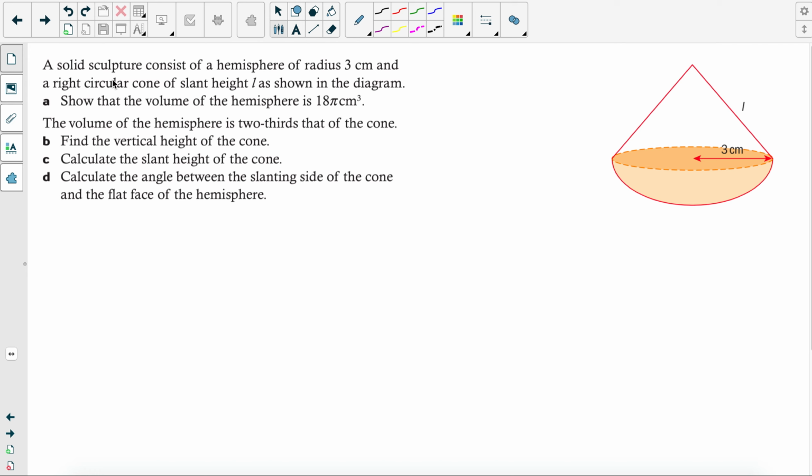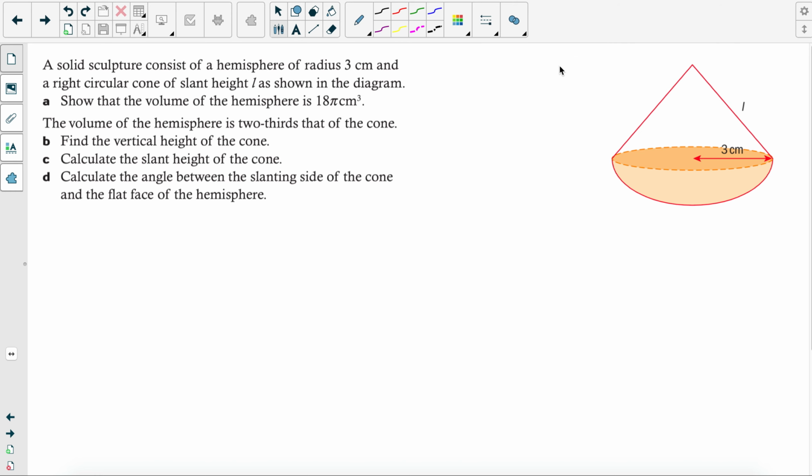So this is a solid sculpture with a hemisphere. Remember, a hemisphere is half of the sphere. And the radius is 3, and there's a right circular cone, so it's not a slanted cone, it just goes straight up with a slanted height L as shown in the diagram, so we don't know the value of L. Part A says show that the volume of the hemisphere is 18 pi centimeter cube.